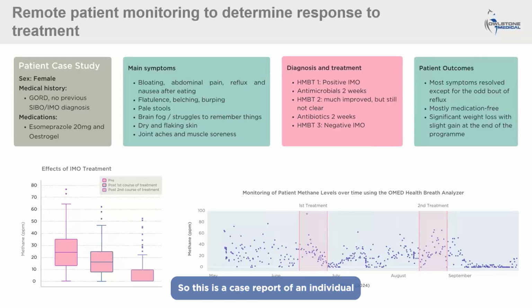So this is a case report of an individual with no significant medical history, but burdened by a variety of gastrointestinal symptoms. She was diagnosed with intestinal methanogenic overgrowth by a physician on a traditional HMBT test and went on to have an antimicrobial supplement prescribed as treatment for IMO. So this transiently improved her symptoms and the methane level started to go down, but it was still quite scattered, still quite variable, and she was still positive on a repeat test.